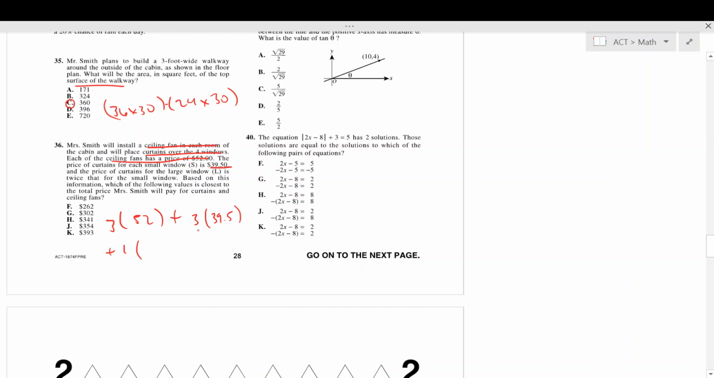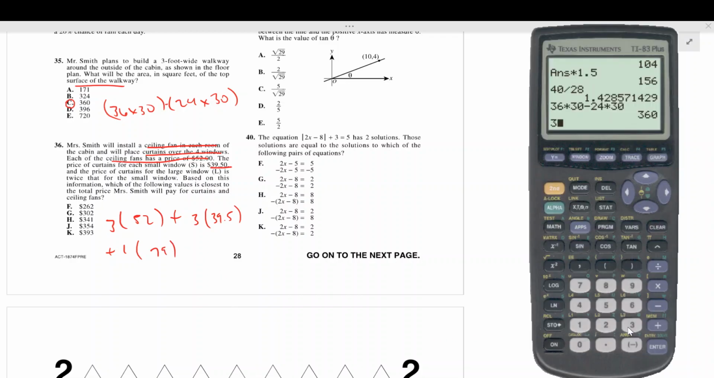And then plus the 1 large curtain, and the large curtain is double the price of the small curtain. So we need to do 39.5 times 2. That's the price of the large curtain, and that is 79. And then we can just enter this in our calculator, and then that should give us the answer. 3 multiplied by 52 for the 3 ceiling fans, plus 3, the 3 small curtains, 39.5, plus lastly the price of the large curtain, 79. That gives us 353.5, so about 354.